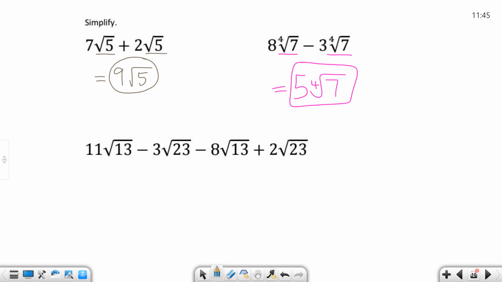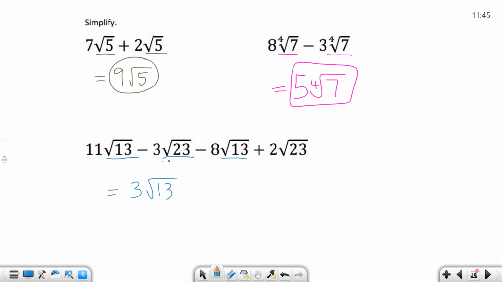So let's look here. We have 11 square root of 13 minus 3 square root of 23 minus 8 square root of 13 plus 2 square roots of 23. So this term is like this term, right? Because of the square root of 13. So I can put those two things together. So then this and this go together, and I'm going to have a square root of 13, and I'm going to have 11 minus 8, which is 3 of them, right?